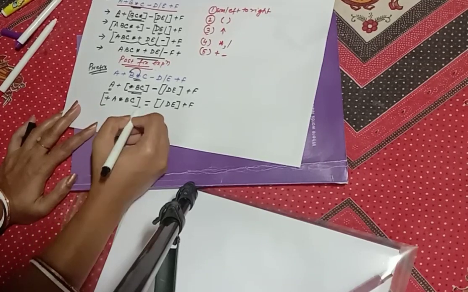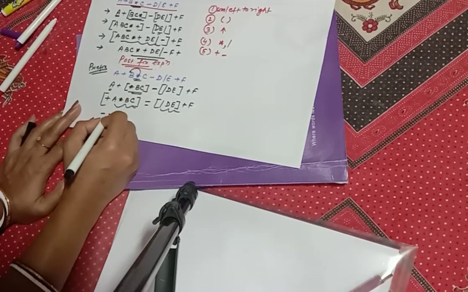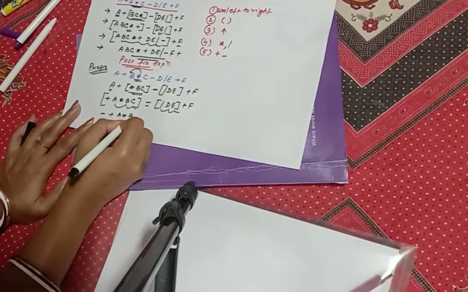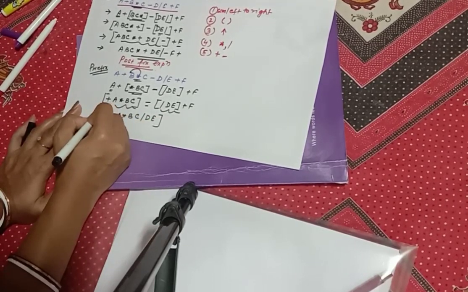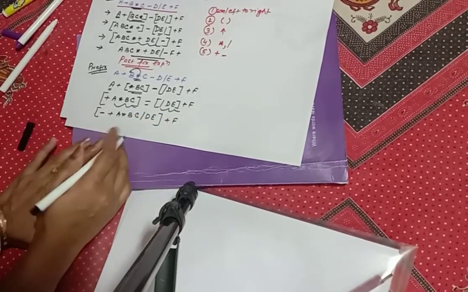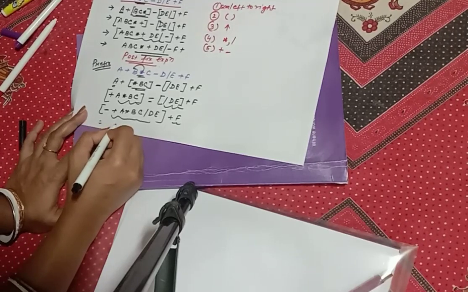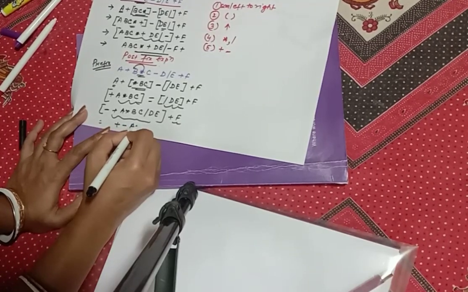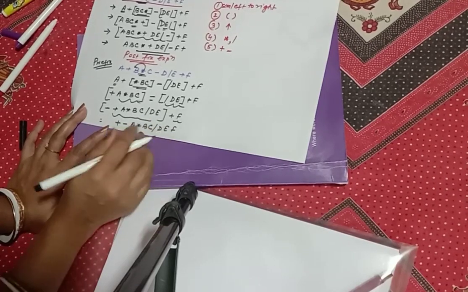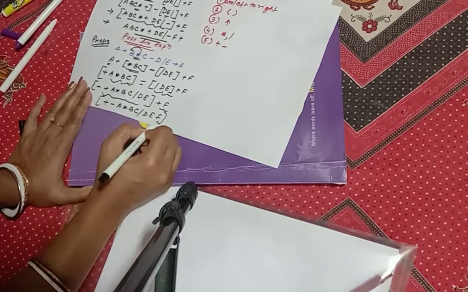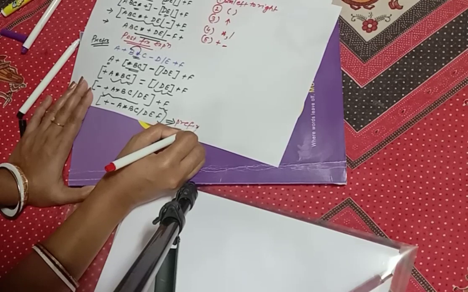Now we will solve this portion and this portion. So minus will come before, that is minus plus A into B C D E. Plus F. Now we will solve this part and this part. So it becomes plus minus A into B C D E F. So this is your complete prefix expression.